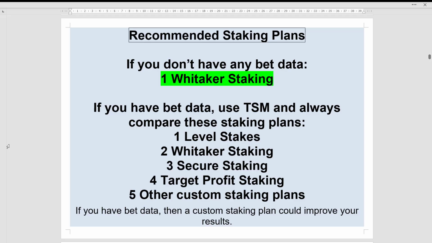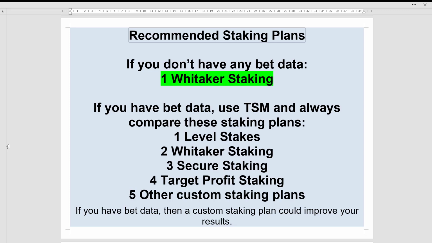And my name's Tom Whitaker. I wrote the Staking Plans book, and I researched and created Whitaker Staking. And the whole point of Whitaker Staking is it's good if you don't have any bet data. If you have no idea what kind of bets your betting system is going to have, if you don't know how it's going to perform, if you've just started following a new tipster, then just use Whitaker Staking. That's for me the safe option.